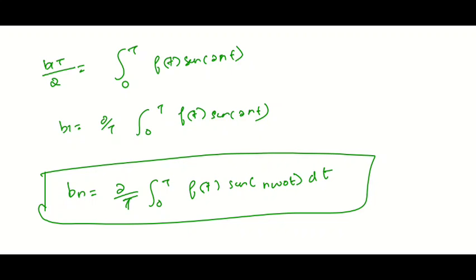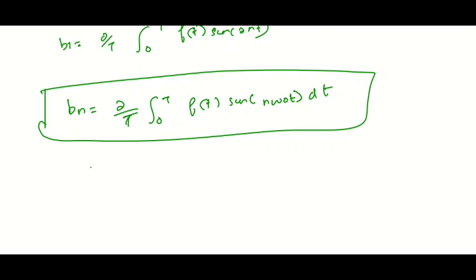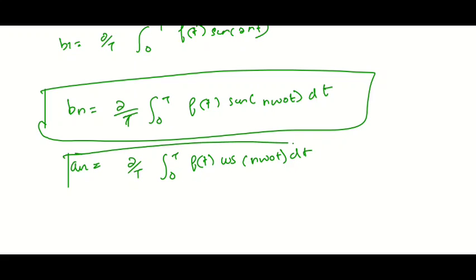Now let's consider a scenario where f of t is an even function. For example, if it is a cos function, we know that cos into sine will yield us 0 only. So bn will not hold in place where f of t is even. So at that time we will come with an. So it will be like 2 by T integral 0 to T f of t cos n omega 0 t dt. No change other than a cos, because to incorporate the even part.